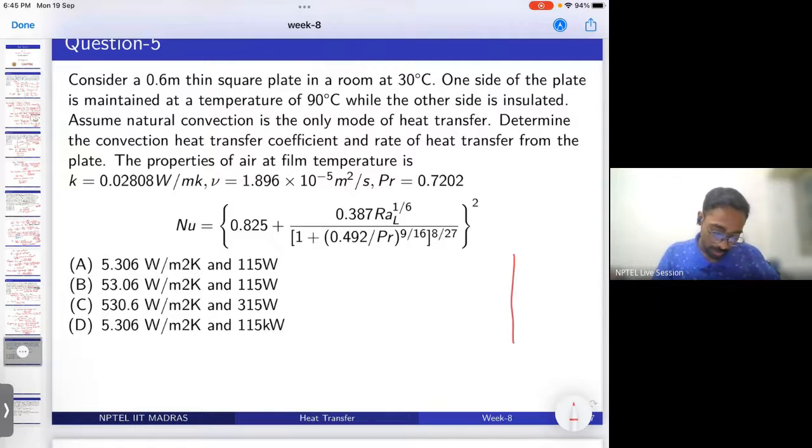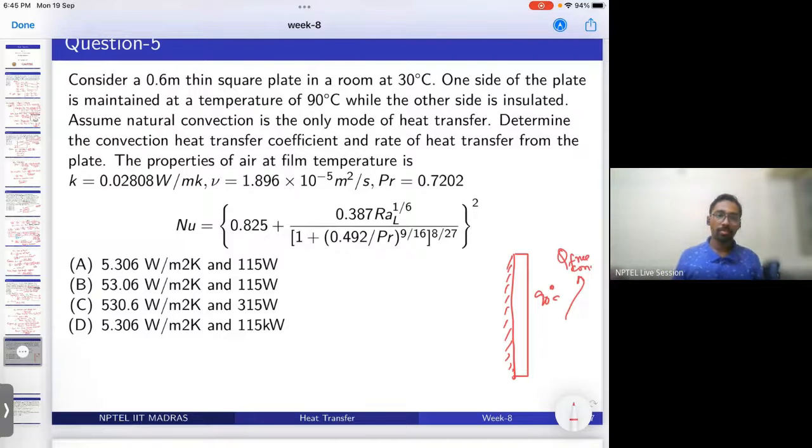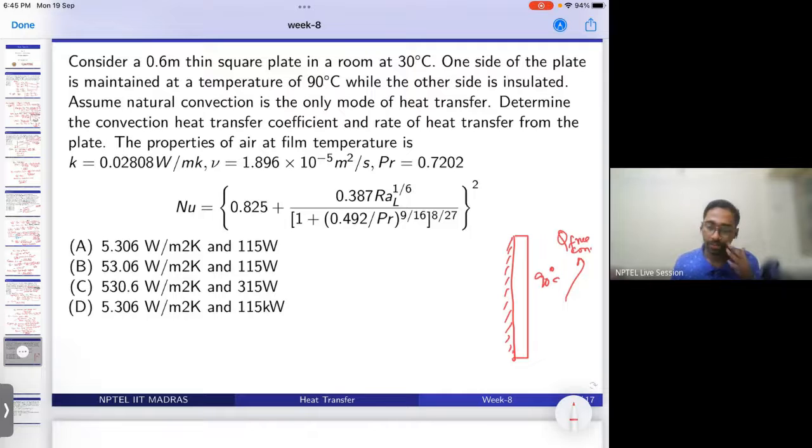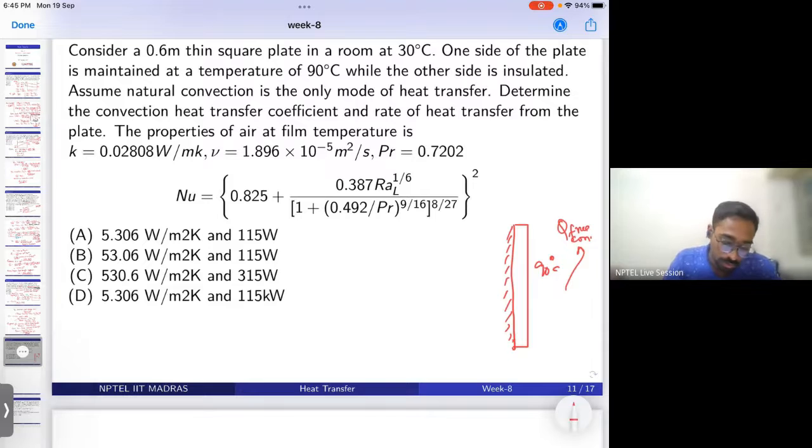So in the question, we have a plate, a vertical plate. Okay. So one side is insulated, and the other side is at a temperature of 90 degrees, and it is transferring heat by convection. We are asked to find out the heat transfer coefficient and also the rate of heat transfer. So the properties of the air are also given, and the Nusselt number correlation is also given. This correlation is known as the Churchill and Chu correlation.